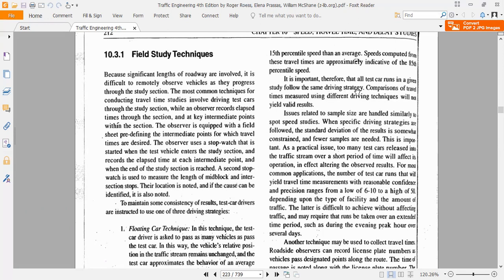It is important, therefore, that all test car runs in a given study follow the same driving strategy. Now this point is important: the maximum driving strategy is not recommendable and not practical, because it is only representing a very small sample, a very small number of vehicles, because only 2 to 5% of the vehicles at a particular point on a road are moving at the maximum speed. Most of the drivers are just moving with the flow of vehicles.